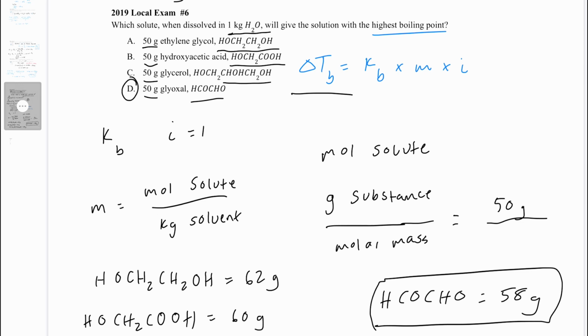And that should kind of make sense. Like all of these are really, really big, and this one is a lot smaller. So kind of intuitively, it makes sense that this one is going to have the lowest molar mass.